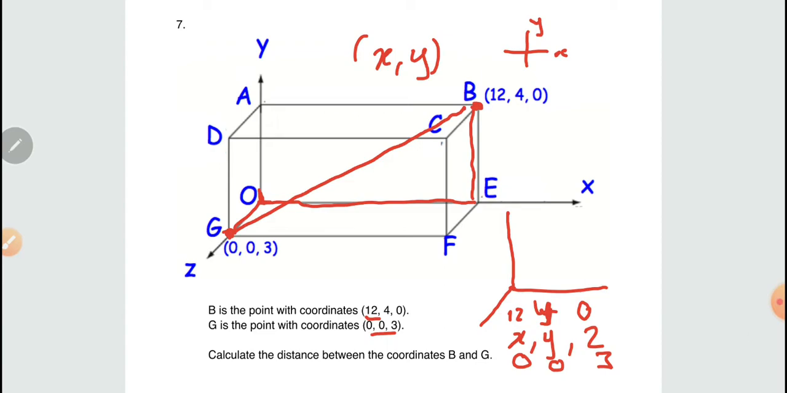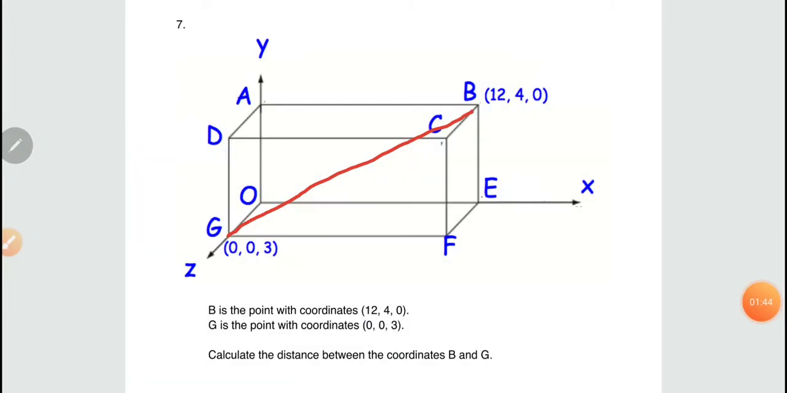So let's tidy up a little bit. So we want to work out this red line, which is between B and G. Now if you think about it, B to G is the diagonal. So it's a diagonal like that. It's a diagonal like that. And B to E, this comes down like this.